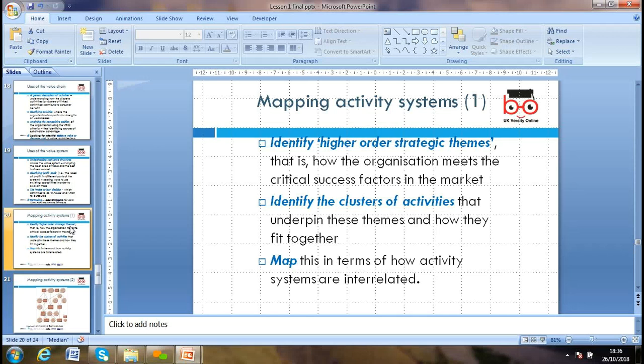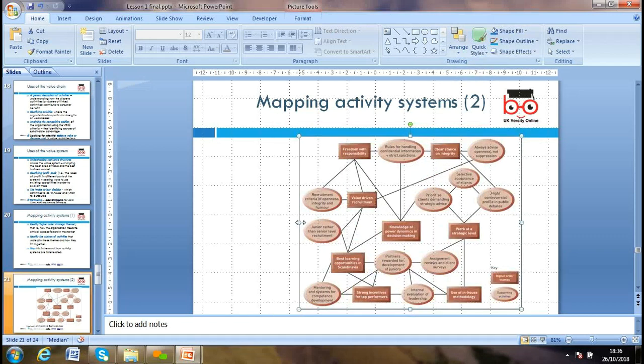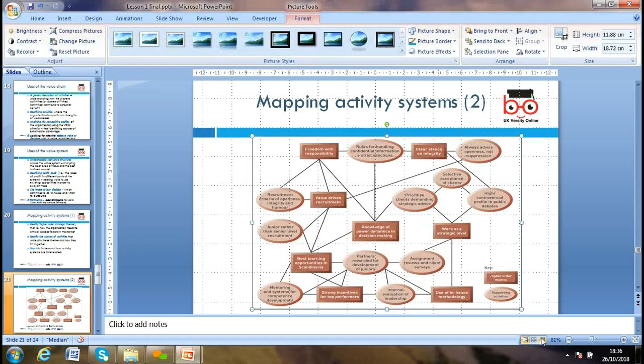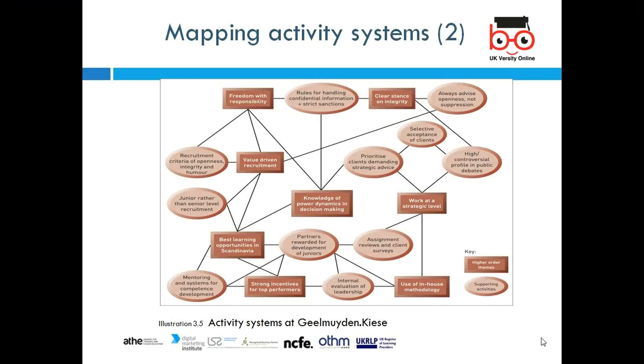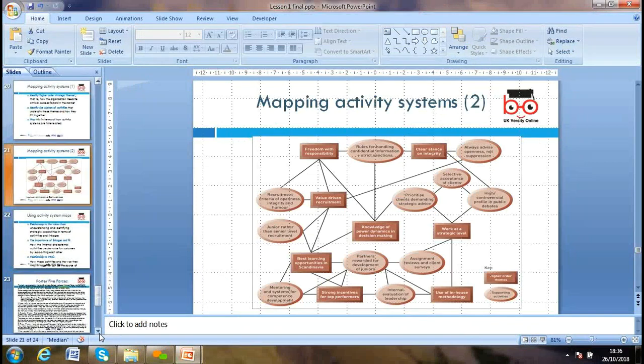Identify higher order strategic themes, identify the clusters of activities. We need to map them. Which one? Maybe you can see or can't. Is it readable? No, not yet. Yes, it's better now. So you will see there is a link with various activities, a sort of network, an activity system. That's what we need to understand in a value chain system, because if you don't have it, you're not really going to achieve a competitive advantage in our organization.